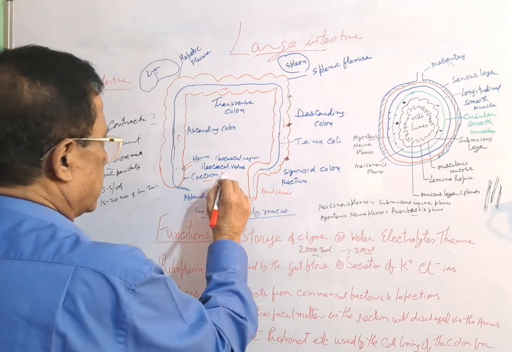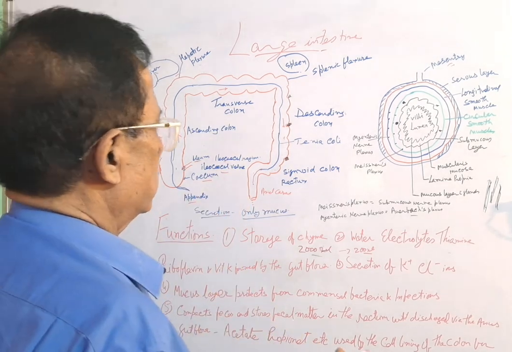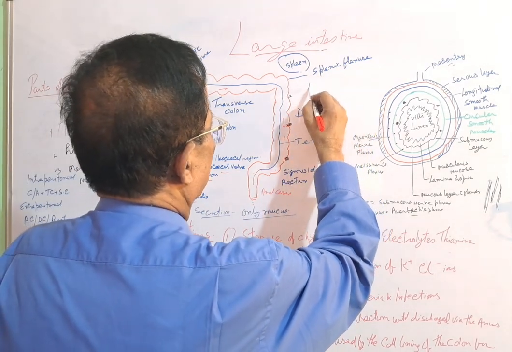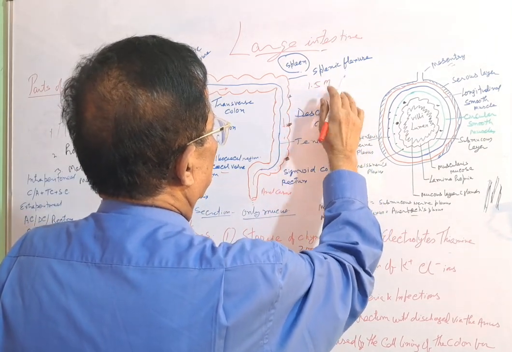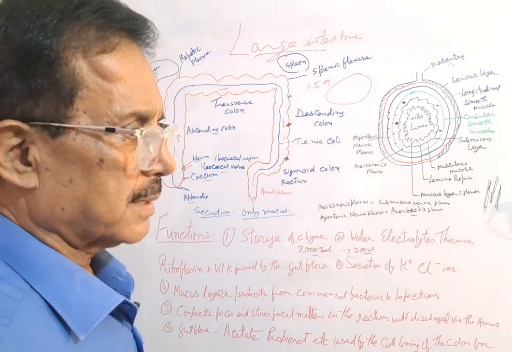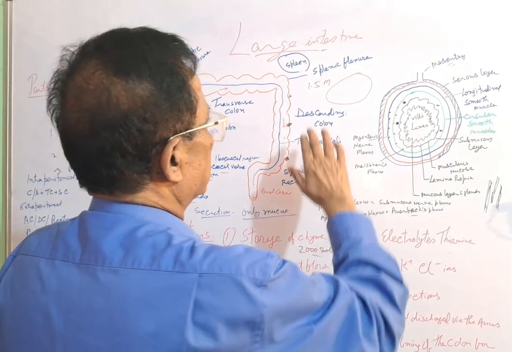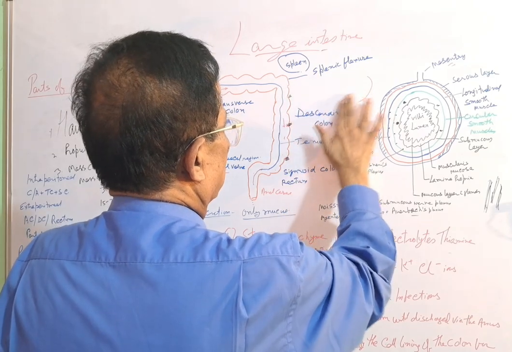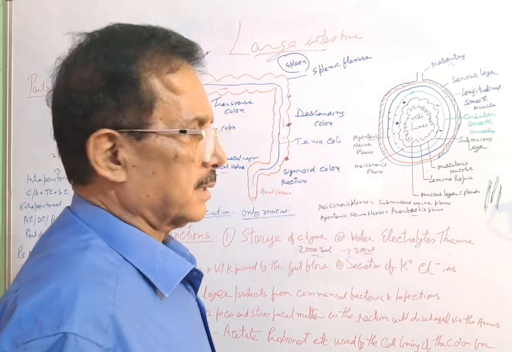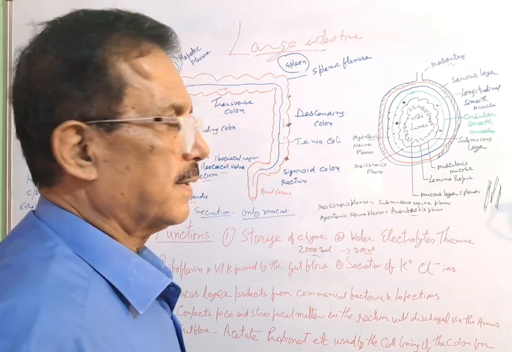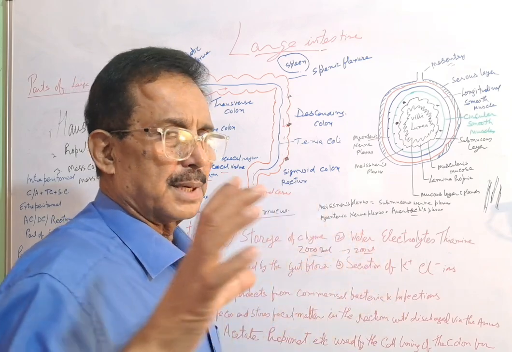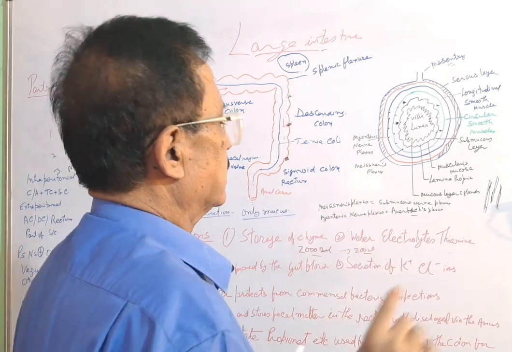Okay, the ileocecal valve is there. Now, why is it called the large intestine? Its length is only 1.5 meters, but its diameter is large. Therefore, it is known as the large intestine. Okay, this is clear. The diameter of the small intestine is less, but its length is more. Even then, this one is known as the large intestine because its diameter is large and its length is small.